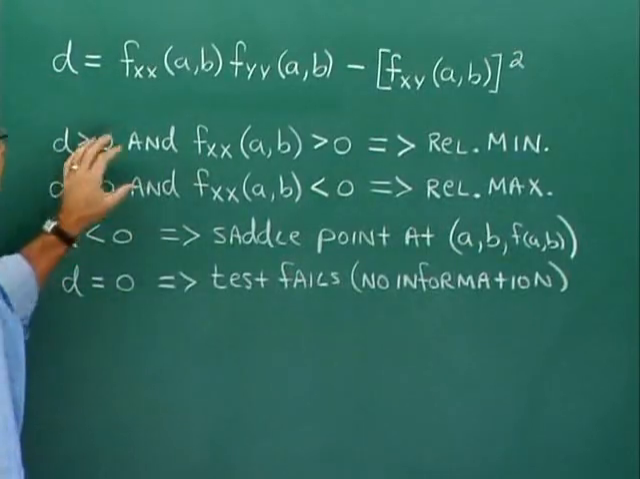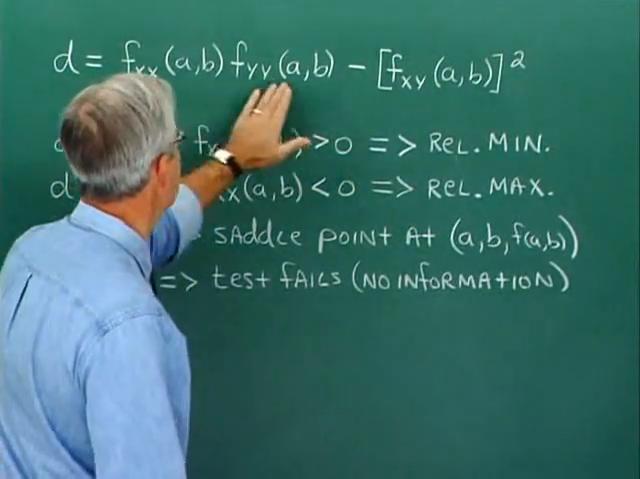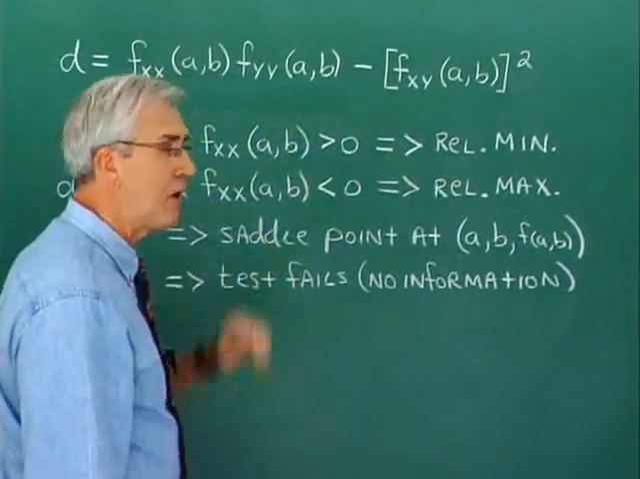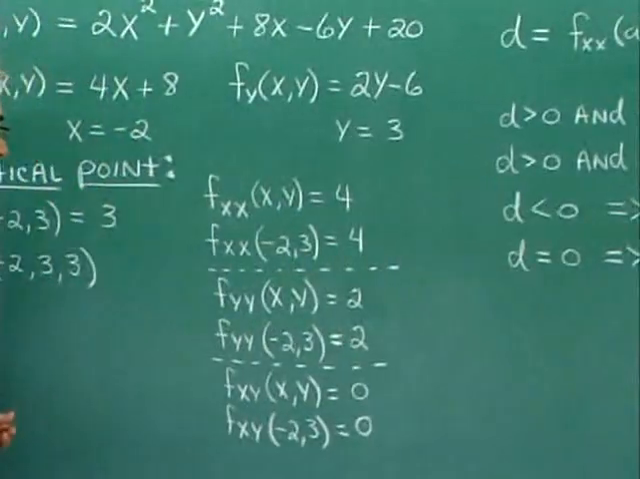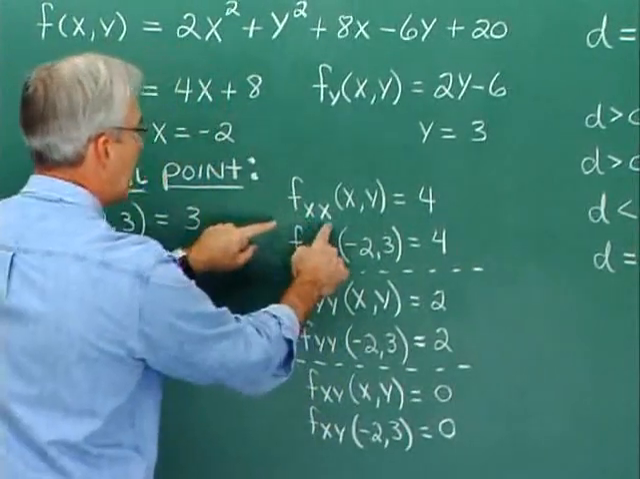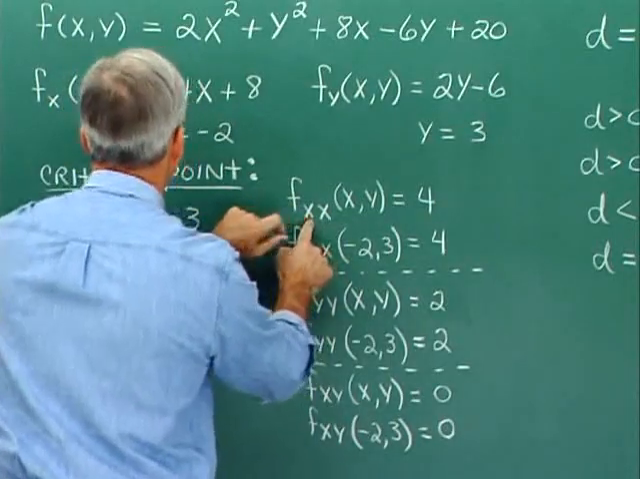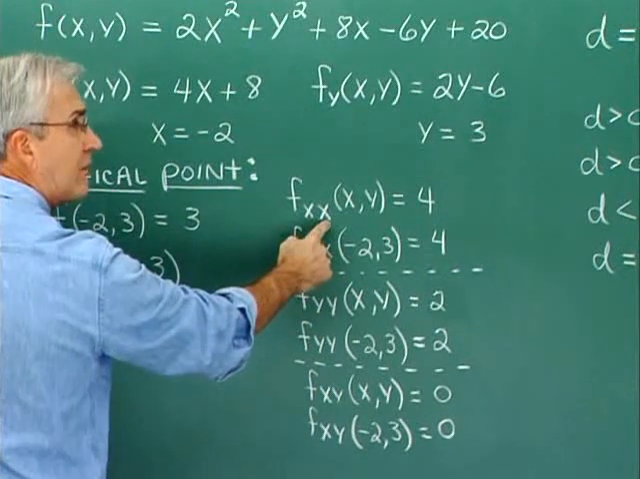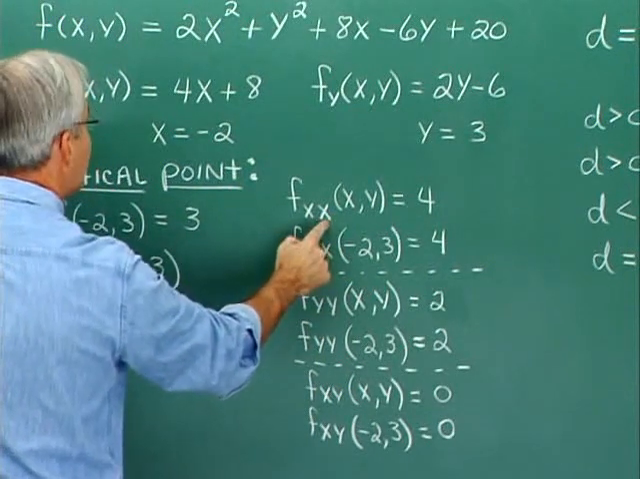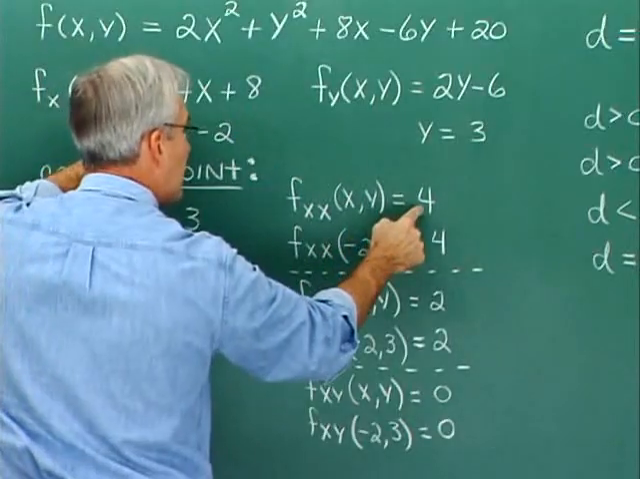All right, let's see what happens in our problem. Let's see what these values are, and let's plug in our problem. Well, we would go back over here and we would find these second partial derivatives. We need f_xx. So we take the f subscript x function, that's this right here, and then we find its derivative in terms of x. The derivative of this in terms of x is simply 4.